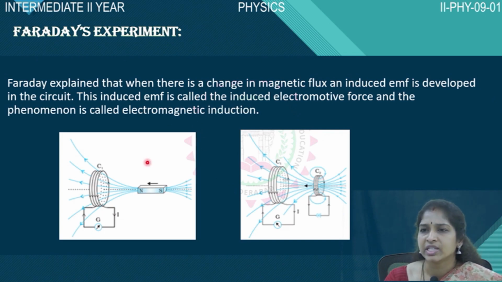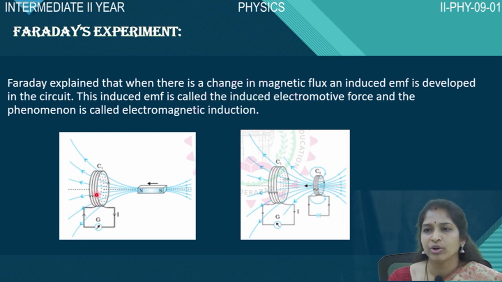In the first experiment, there is a magnet, and this magnet has a north pole and a south pole. We know that when there is a magnet, a magnetic field will be there around it up to a certain extent. And we also know that the magnetic field is represented by magnetic field lines. You can see here, these are magnetic field lines. When this magnet is moving towards this coil, what he observed is the first experiment.